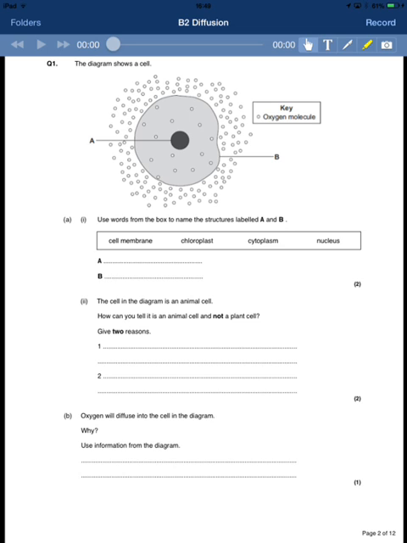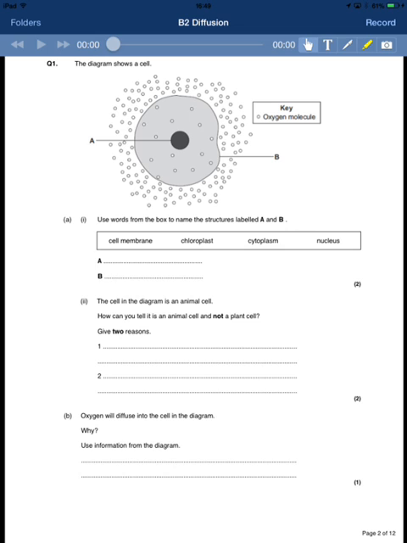So, question 1, use words from the box to name the structures labelled A and B. So this is combining cells. Now immediately we should be thinking this is an animal cell because there's no fixed shape. And we can see that therefore B is definitely a cell membrane because it's the outer layer of an animal cell. A is going to be the nucleus. So hopefully quite straightforward there.